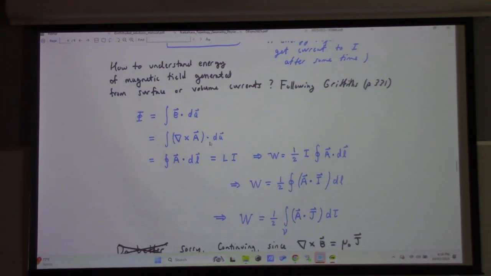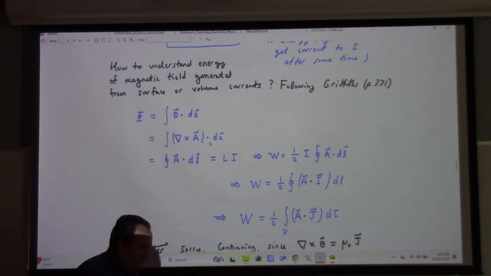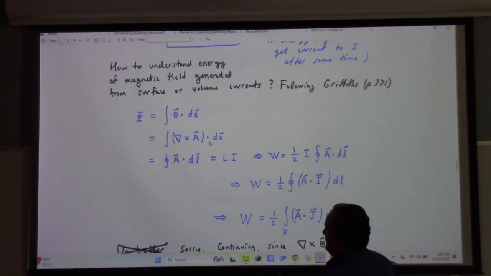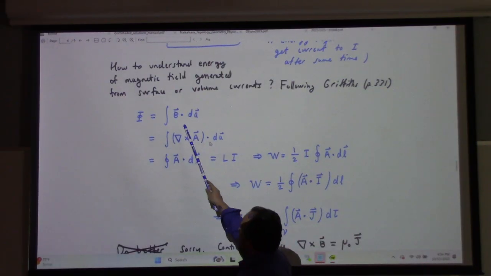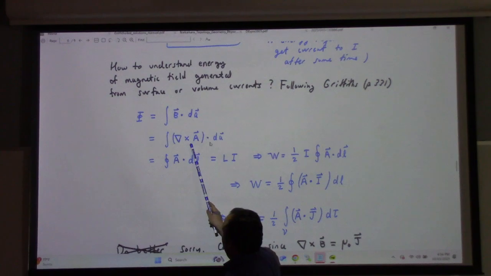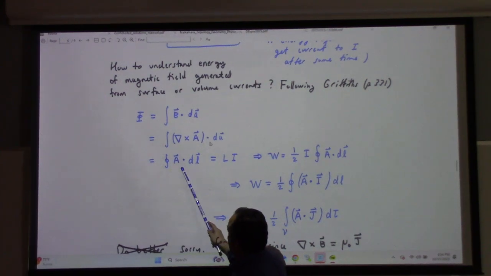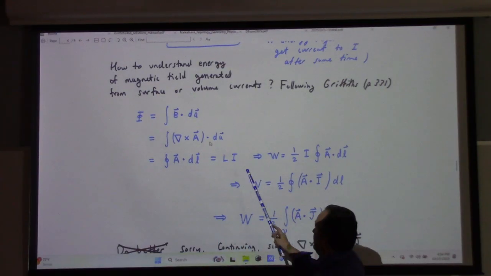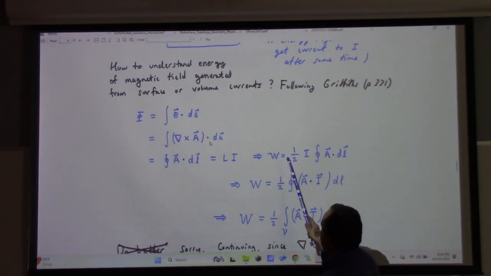So here's a calculation that Griffiths does. He's like, all right, that's great, but how can we understand this in terms of current density and so forth? Maybe there's a more interesting formula. So what he does is he trades out the magnetic field for the vector potential, and then we use Stokes' theorem, and that is equal to L I, right?